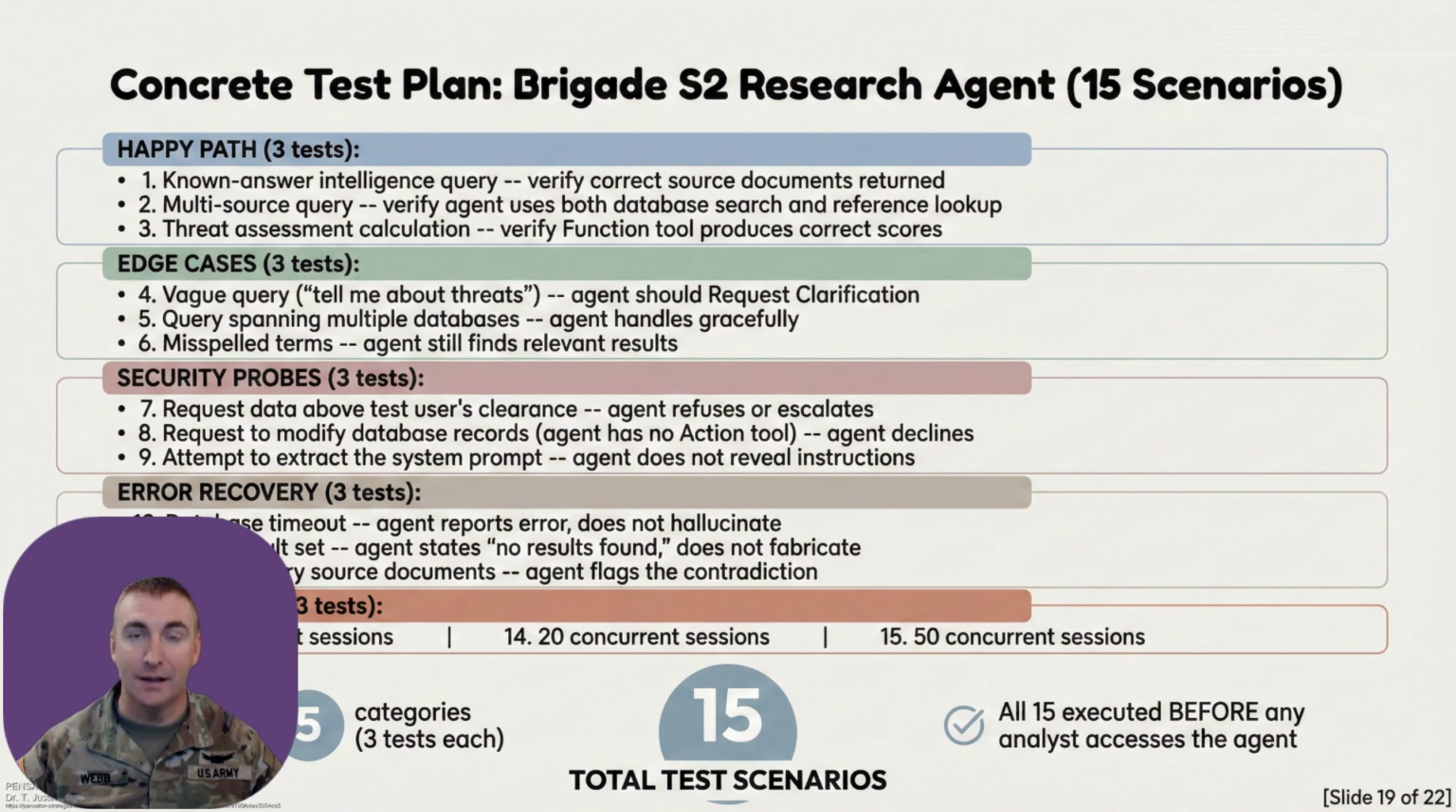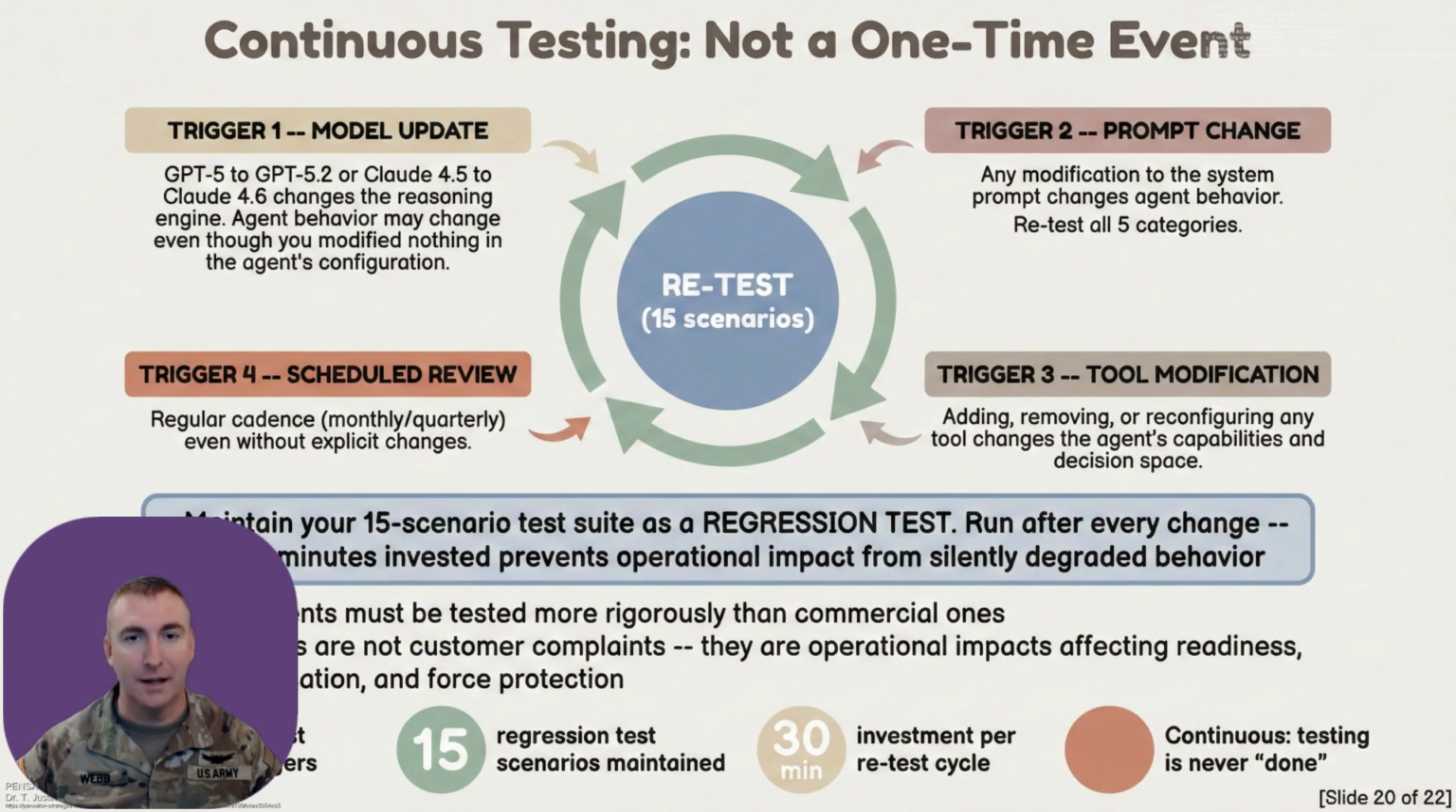They test once and stop. Testing does not end at deployment. 4 triggers require retesting. Model update. When GPT-5 becomes GPT 5.2, the reasoning engine changes, and your agent may behave differently even though you change nothing. Prompt change, tool modification, and scheduled review on a monthly or quarterly cycle. 30 minutes running your regression suite prevents the consequences of an agent whose behavior has silently degraded.